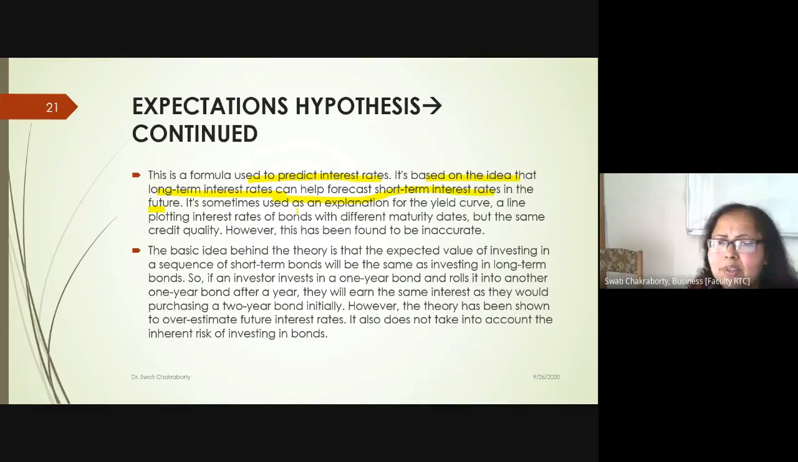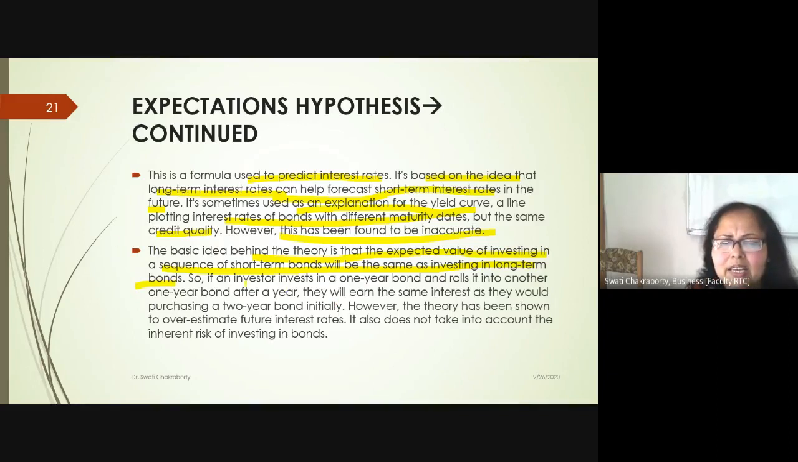It's also sometimes used as an explanation for the yield curve, right? The yield curve is a line plotting the interest rates of bonds with different maturity dates, but the same credit quality. But this has been found to be inaccurate. So the basic idea behind the theory is that the expected value of investing in a sequence of short-term bonds will be the same as investing in a long-term bond. That's what we explained a while ago.